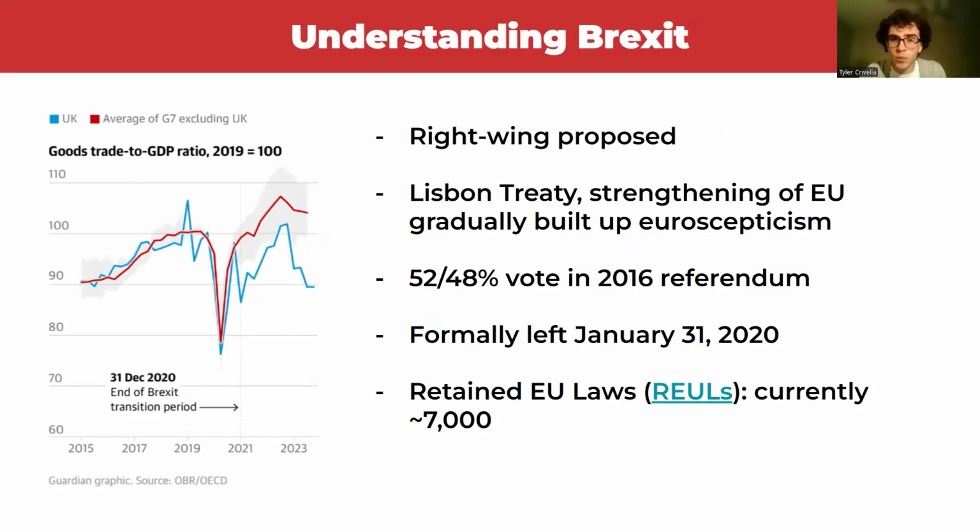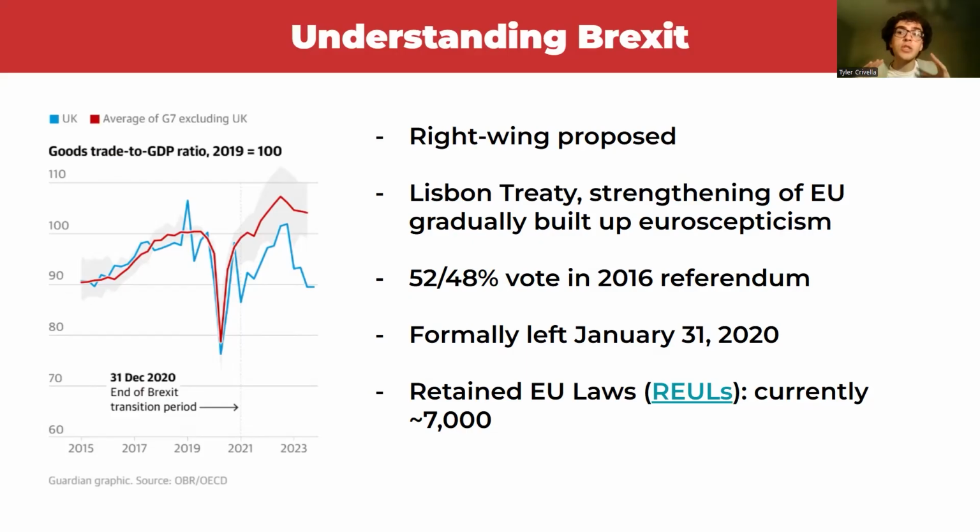So we just talked about the right-wing parties in the UK proposing this policy, but let's understand a bit more about what caused it to occur. Brexit didn't just happen in a single year. It was an idea that had been building up for decades on end. In the late 2000s, around 2009, we saw the Lisbon Treaty, which was sort of another fuel to the fire, which built up what's called Euroscepticism in the UK.